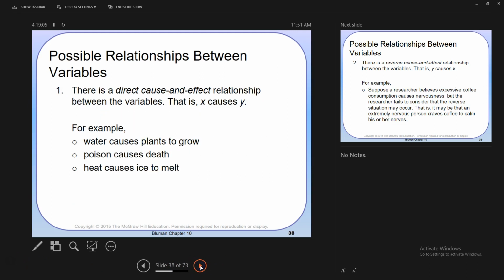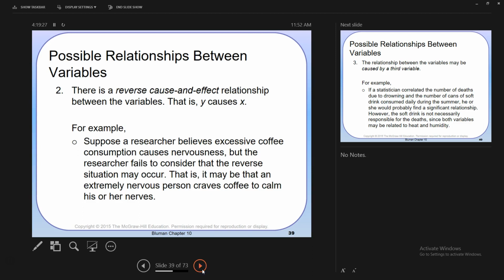So let's look at a few of those. So the direct cause and effect relationship would be things like water causes a plant to grow, poison causes death, heat causes ice to melt. Out of these, this first one is actually probably more of a complexity of things because it's not just water that causes plants to grow. And then there's reverse cause and effect.